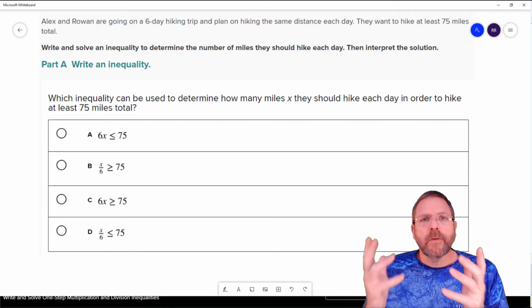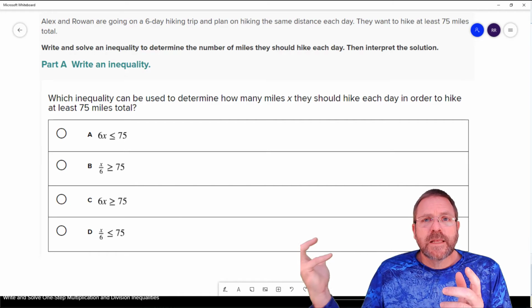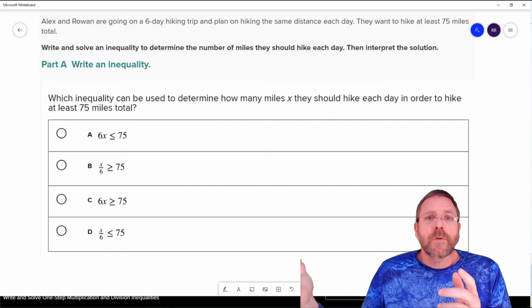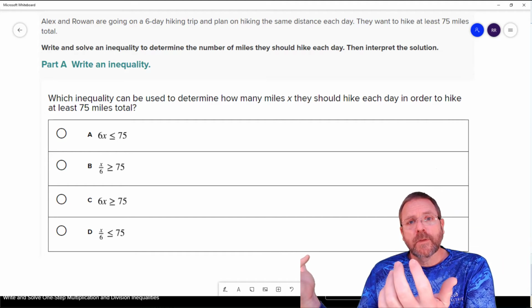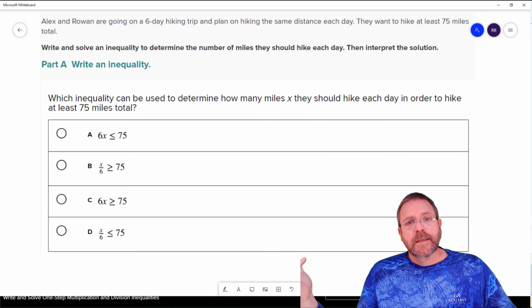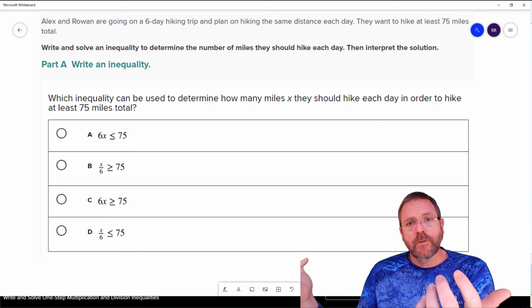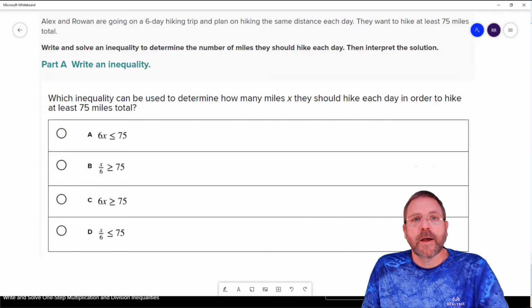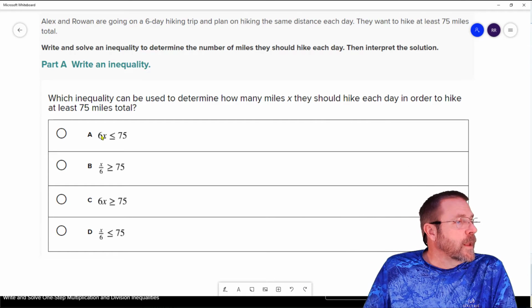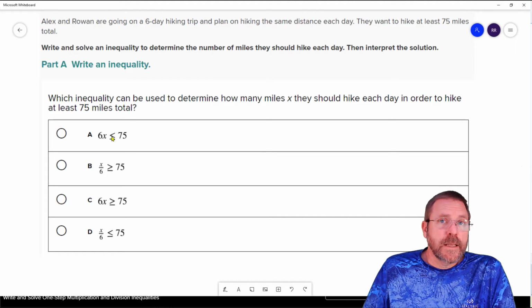Now, if you think about this, the total is going to be at least, that means greater than or equal to 75. We've got 6 days to do it, and every day we're hiking the same number of miles. So 6 times the same number of miles each day has to be greater than or equal to that 75 I've got over here. So what do we have here? 6 times that some number of miles is less than or equal to.